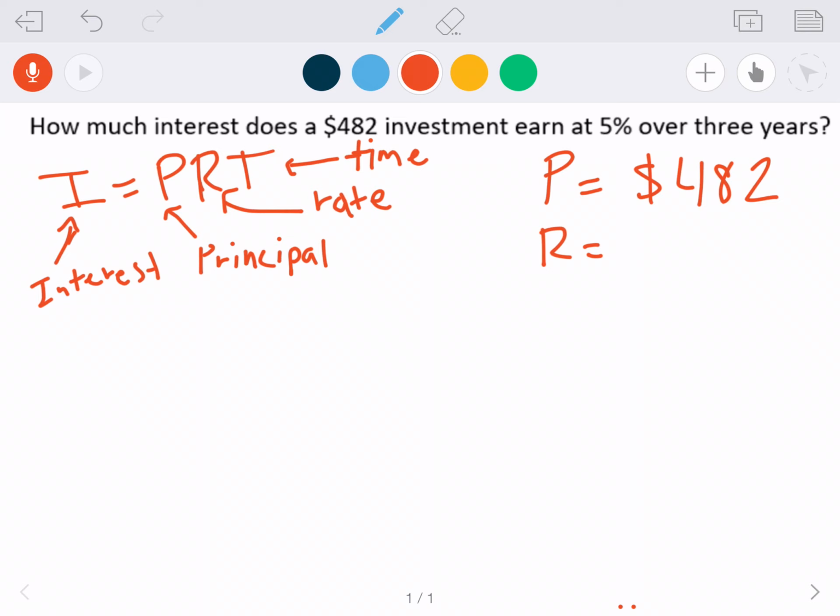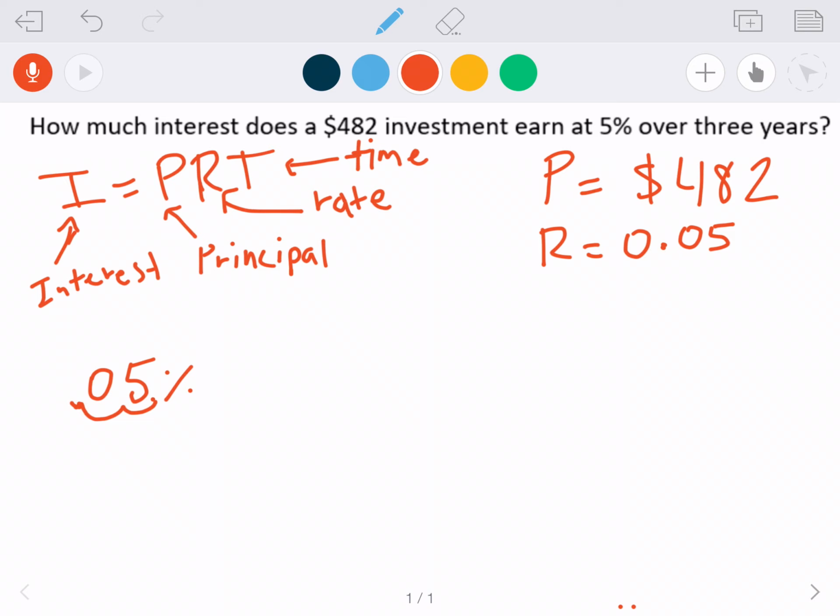The thing about the rate, though, is we're going to need to put it in a decimal, just like we did with the tax, the tip, and the discount. This 5%, we actually need to change that to a decimal. So remember, to go from a percent to a decimal, we move that decimal place 2 places to the left. So 5%, what we're actually going to plug into our equation is 0.05. Not 0.5, that'd be 50%, 0.05.